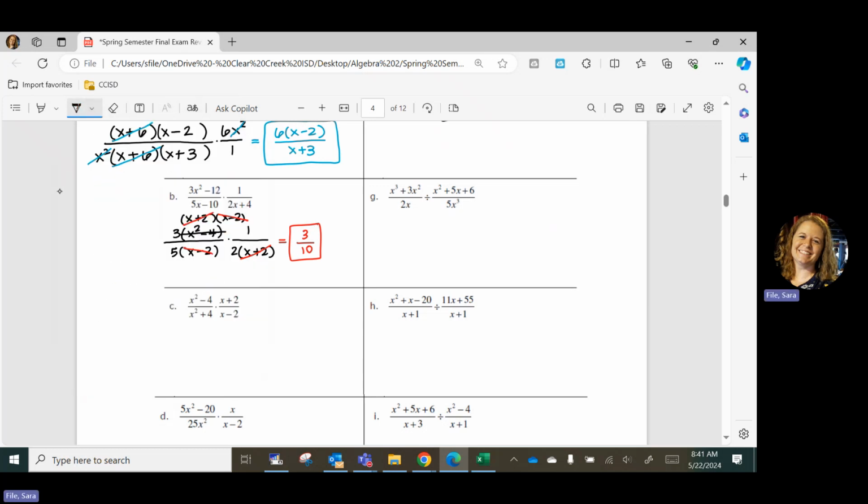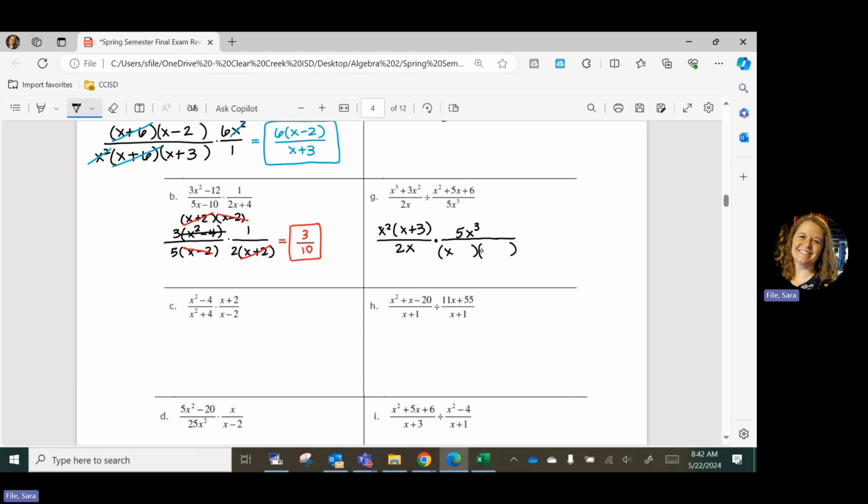Now, when you are dividing, like in G over here, remember you keep, flip, change. So you keep the numerator and denominator as they are for the first one. We do factor though. So an x squared will factor out of there and leave me with x plus 3. Now, keep, change means change the division to multiplication. And then flip means I flip this numerator and denominator. So what was in the denominator is now in the numerator, and what was in the numerator is now in the denominator, but I'm going to factor it.